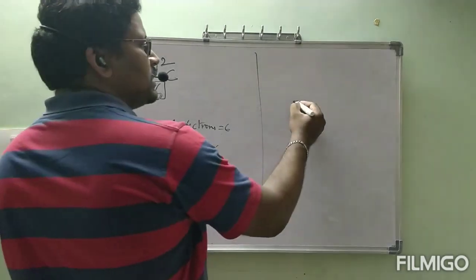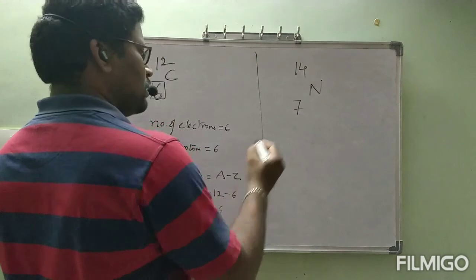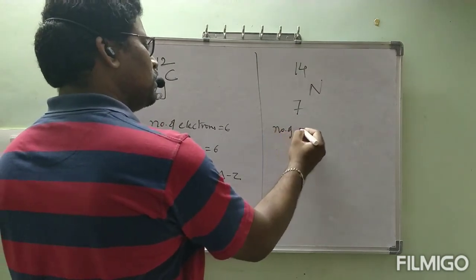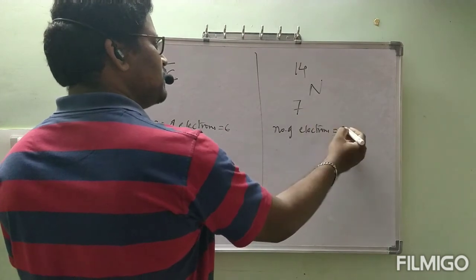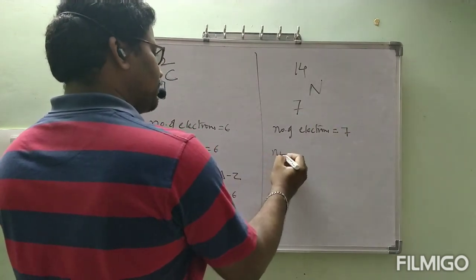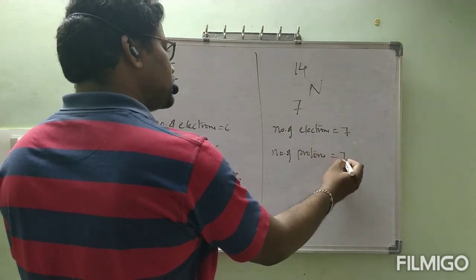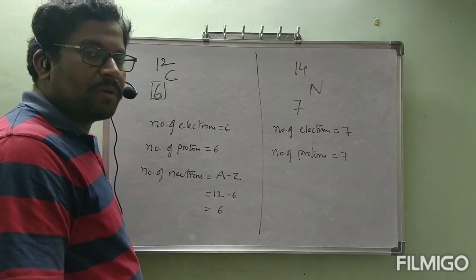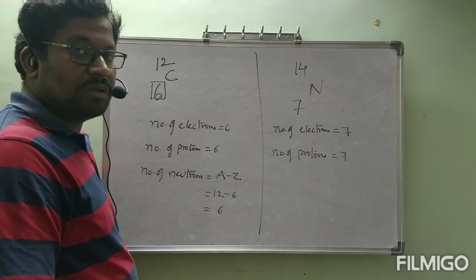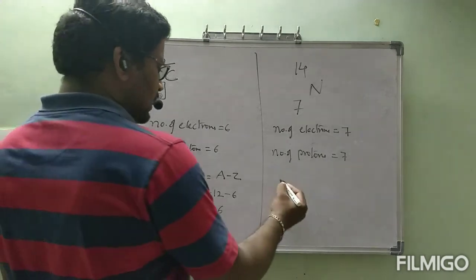Next, 7N14. Number of electrons equals 7. Number of protons is also 7. Both are the same. The number of electrons and number of protons must be the same because the atom is neutral; negatively charged particles and positively charged particles must be equal.